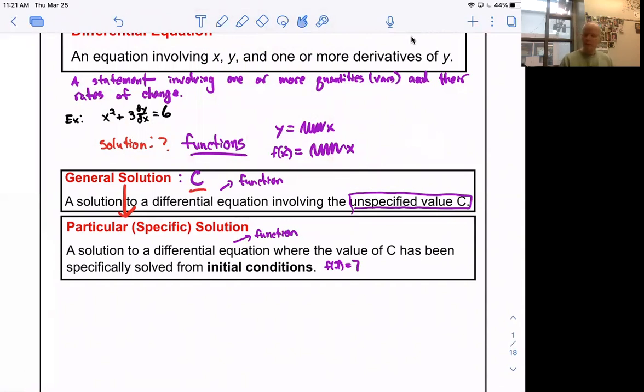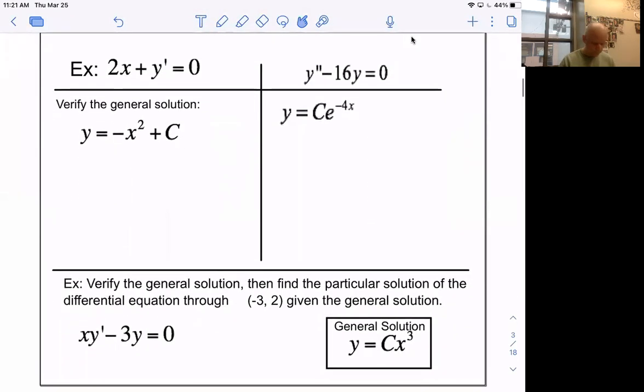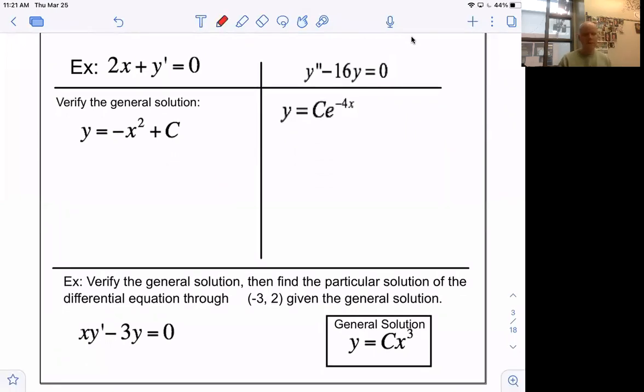All right, so let's use this vocabulary and look at some examples of differential equations right now. So here's a couple examples. Feel free to pause the video and write these down in any of your example spots if you'd like. This is our first differential equation up here. What we've got is 2x plus y prime equals 0. Pretty simple. I could restate it if I wanted to: 2x plus dy dx equals 0.